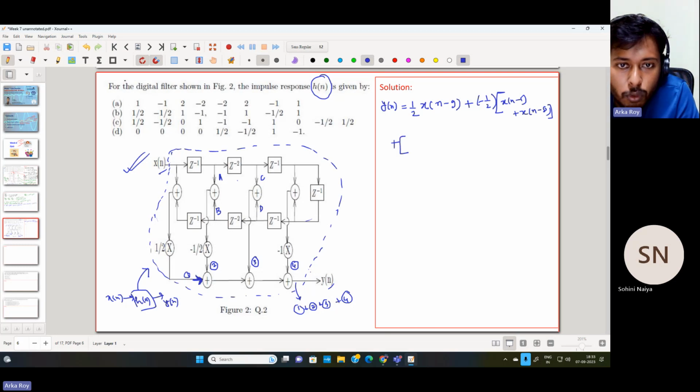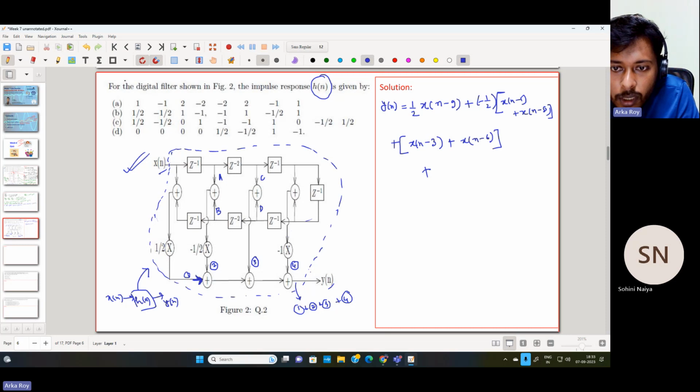At C position, it is seeing two particular delay blocks. So it will be x of n minus 3, and then x of n minus 6, counting the delays 1, 2, 3, 4, 5, 6.